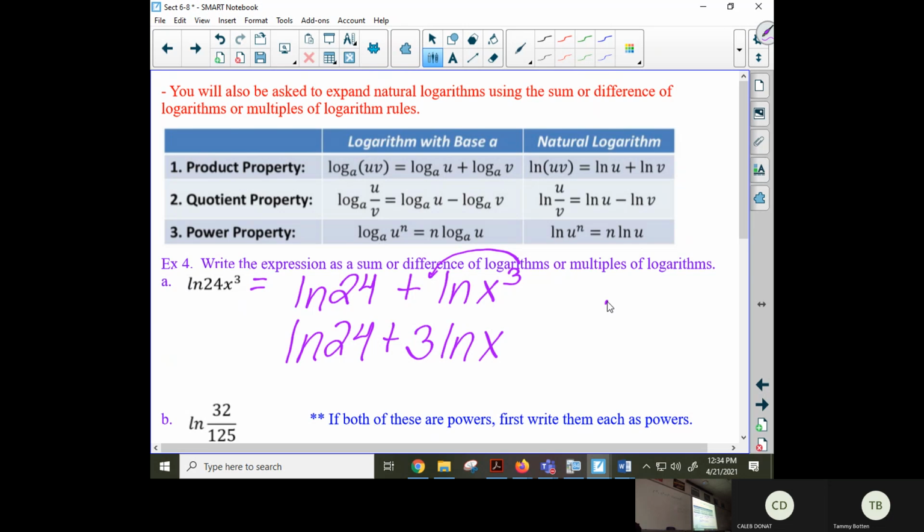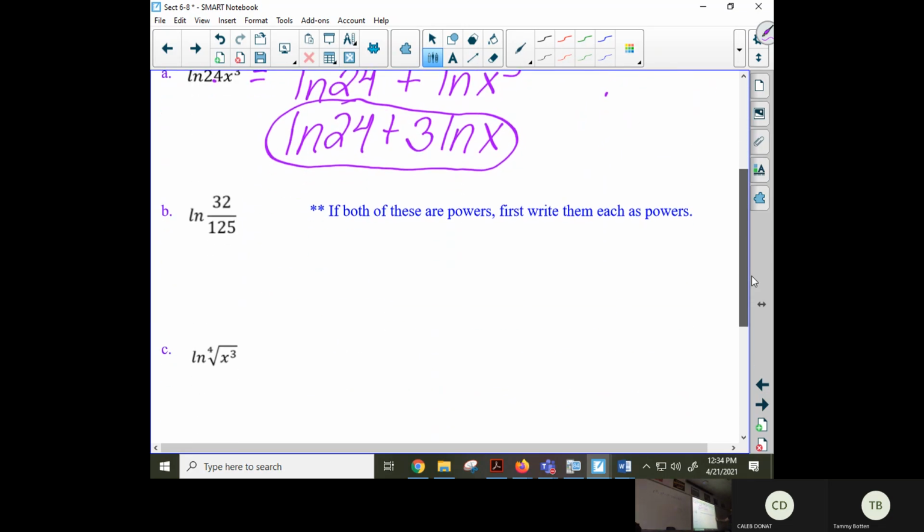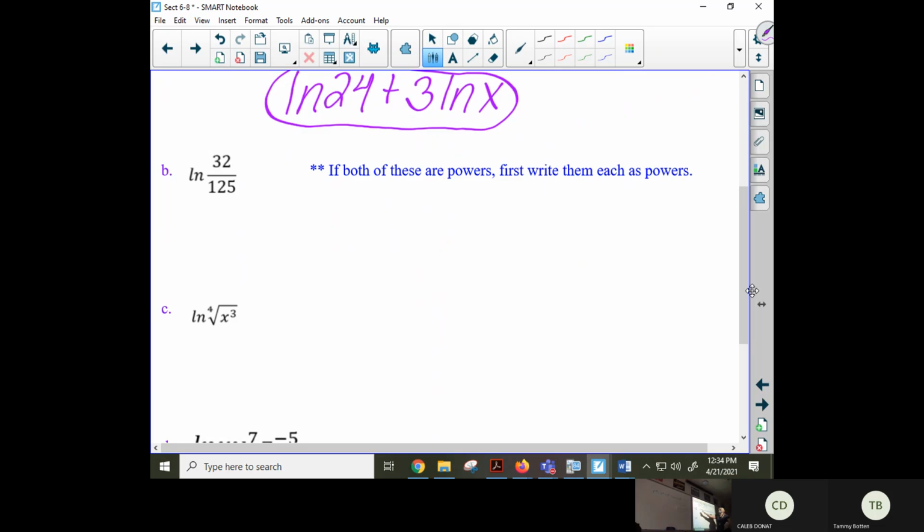So we did the exact opposite of what we did on the previous side. Previous side, we started with this, ended up with that. Here we're taking this and we're expanding it to get something like this. Now, when I look at this one, I want to look at those 2 numbers again and ask myself, are they both powers?